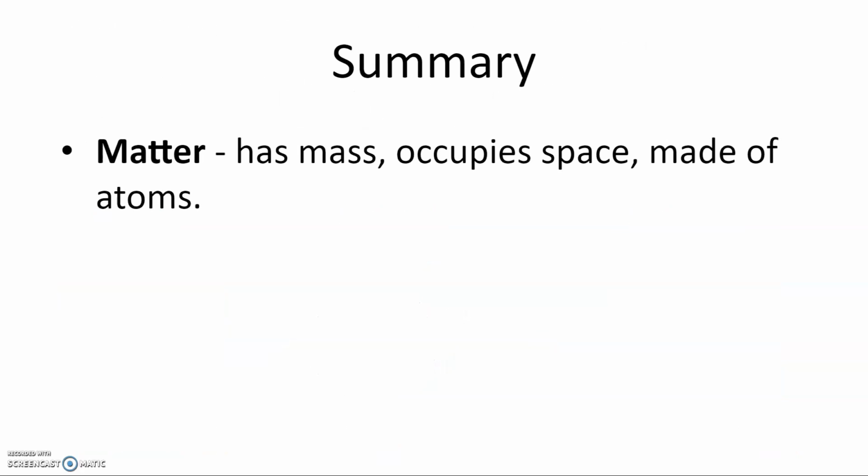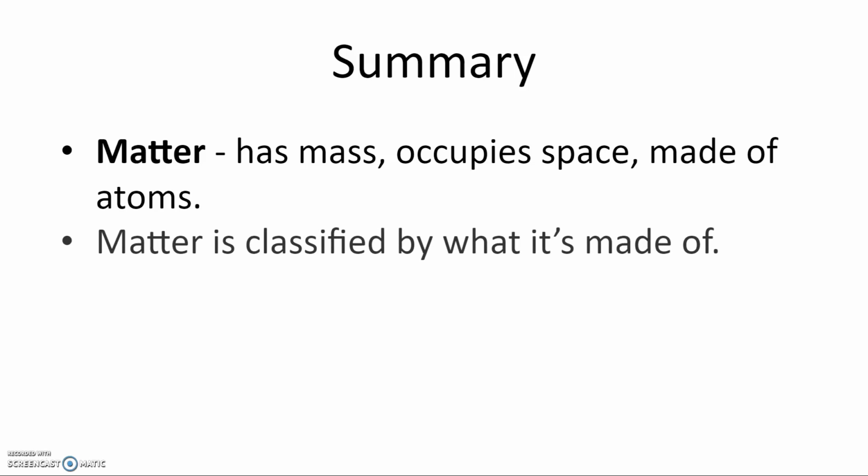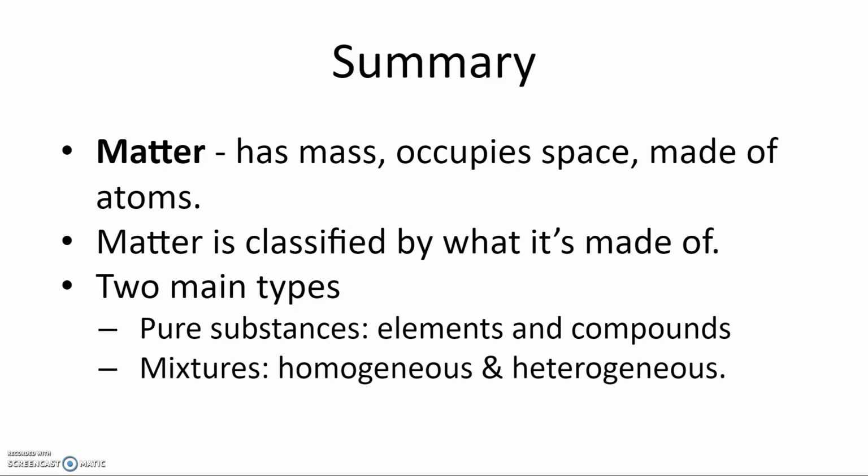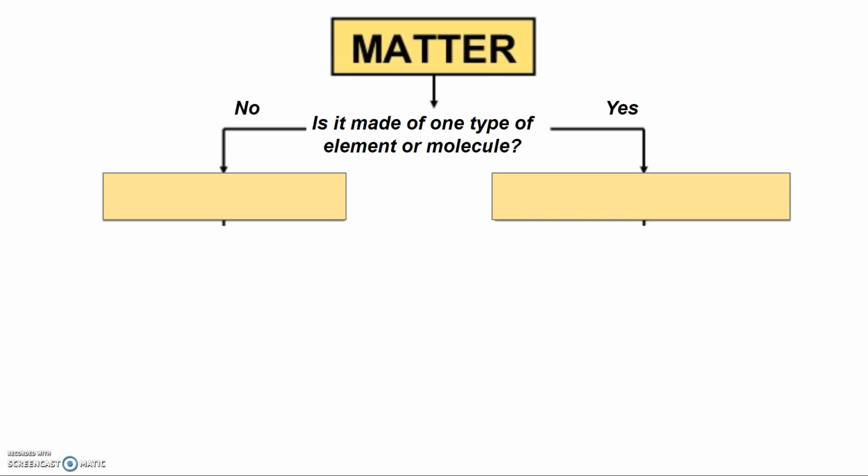All right, quick summary. So matter is anything that has mass, occupies space, and it's made up of atoms. Matter is classified by what it's made of, and there are two main types of classifications: pure substances, elements and compounds, and mixtures, homogeneous and heterogeneous.